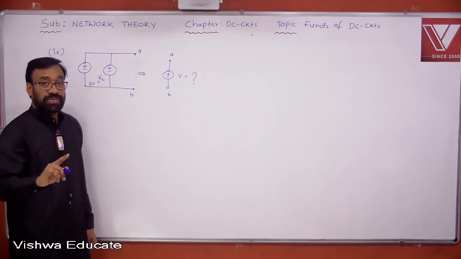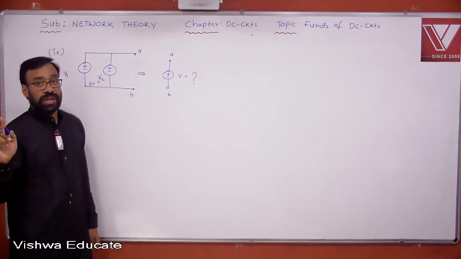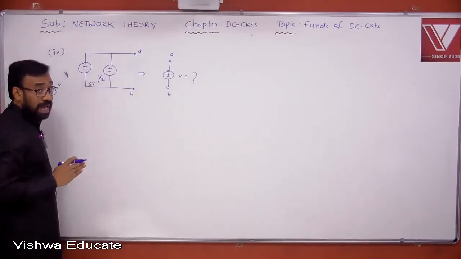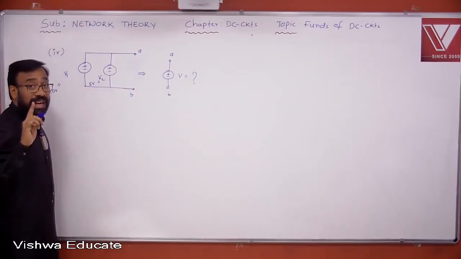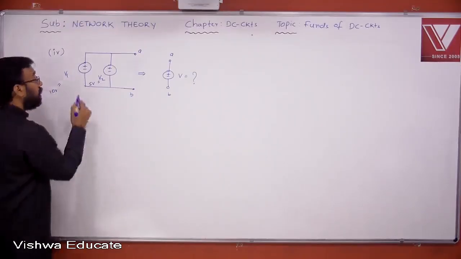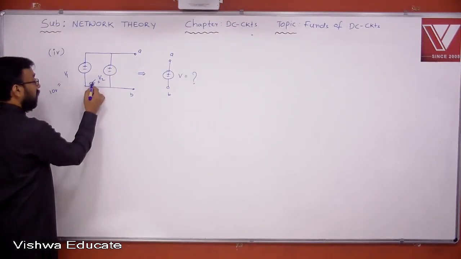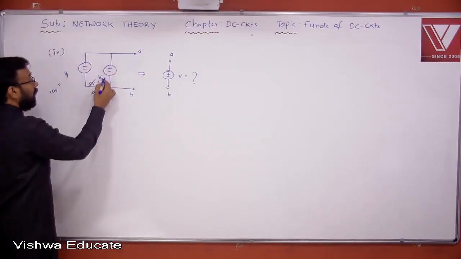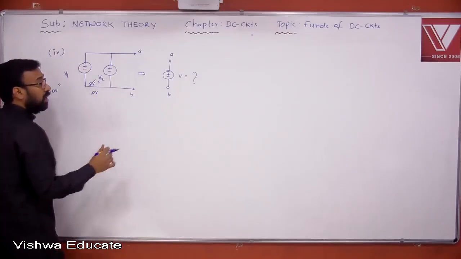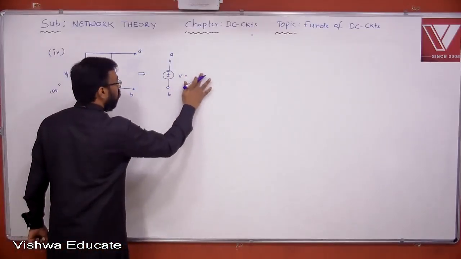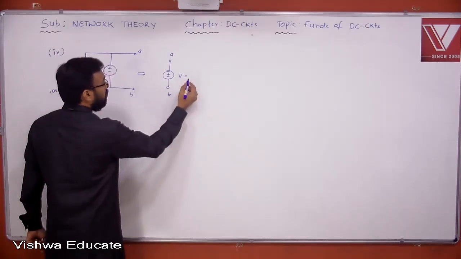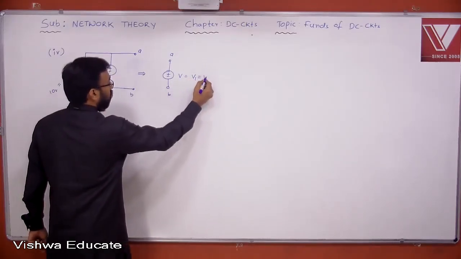Wherever KVL is not satisfied, wherever KCL is not satisfied, those circuits are said to be invalid. Therefore, if you really want to connect V1 and V2 in parallel, across each other, you must connect those 2 sources with the same values. If this is 10, it should also be 10 volts. Then plus 10 and minus 10 is equal to 0. That is why the most important condition when you connect 2 ideal voltage sources across each other is that V is equal to V1 is equal to V2.